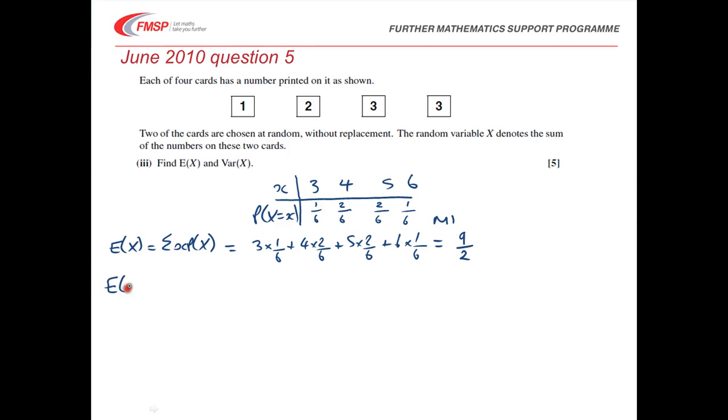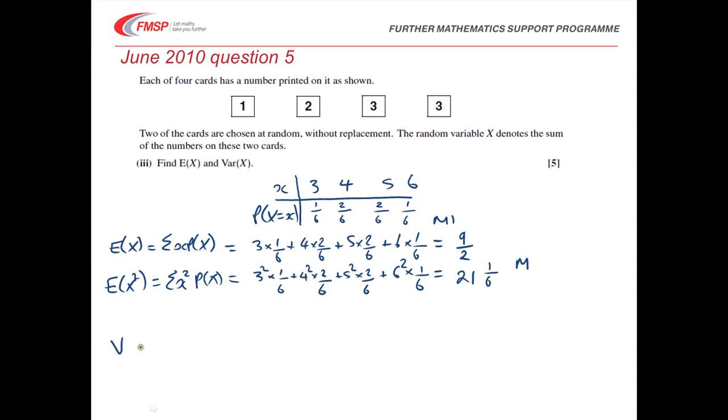Again, to work out variance, I need the expectation of squares, and it's good to lay these out next to each other, because you can see the differences between the formulae as well, which I think is quite important. If you work these out, you've now triggered your method mark because you've demonstrated the use of this formula, and you're going to get 21 and 1/6. Or as a top-heavy fraction, that would be fine. So that's your method mark there.